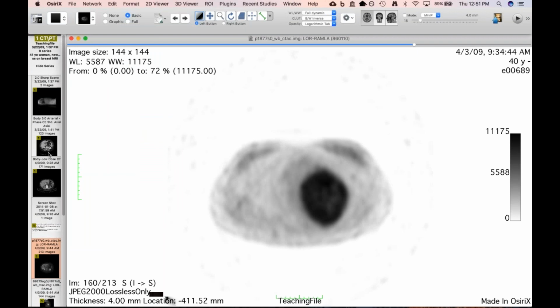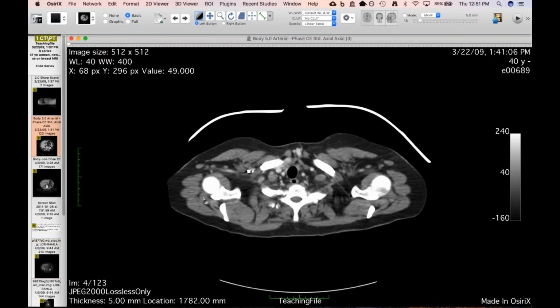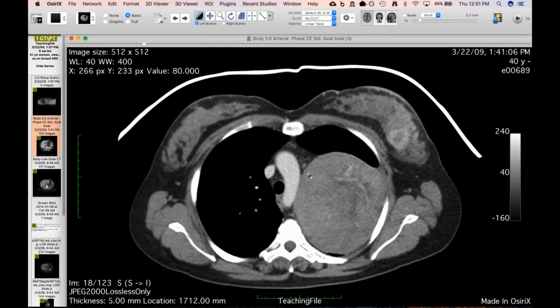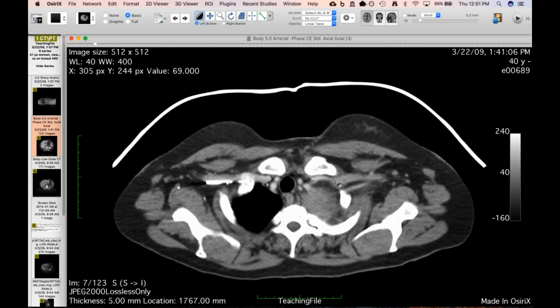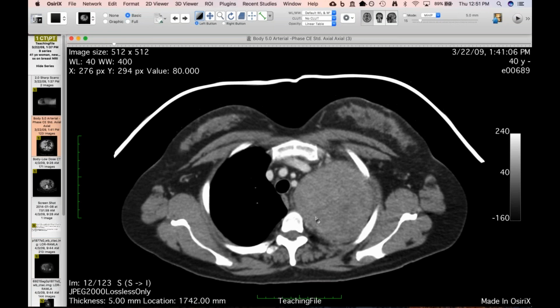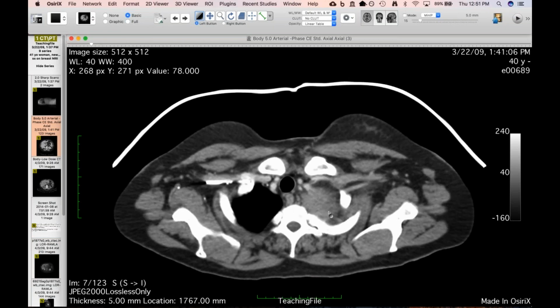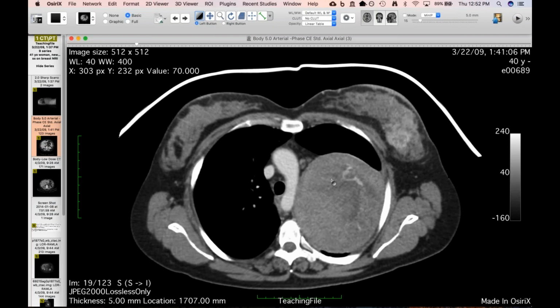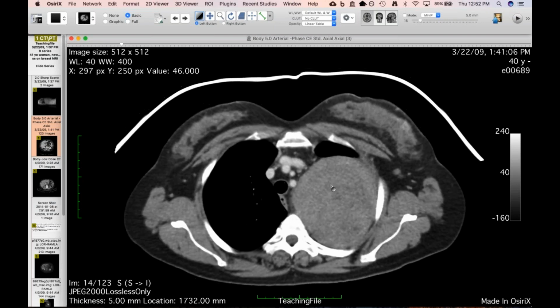And she had not even had a radiograph, is my understanding at this point. Or maybe they picked it up on a CT or radiograph, but then did the PET. And here's the same thing on the other side. This one is much more heterogeneous and has soft tissue components, but still looks like it descends down from around the lung apex.